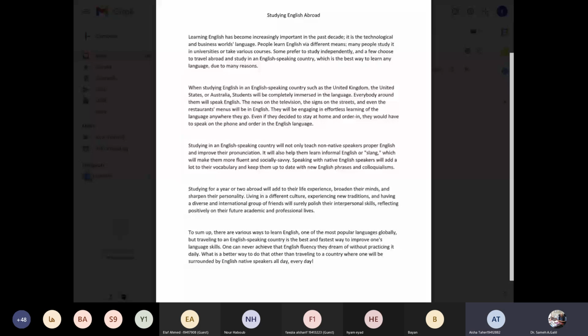My question again was, I would like to assess the essay, and in order to say whether it's a good or a bad one, I normally go to the thesis statement, and I focus very closely on what it says. Then I go to the body paragraphs to check whether they are consistent with the thesis statement or not. If they are different, it means that the writer is not doing a good job, right? So we agreed that "some prefer to study independently and a few choose to travel abroad and study in an English-speaking country, which is the best way to learn any language due to many reasons" is obviously the thesis statement of Haya.